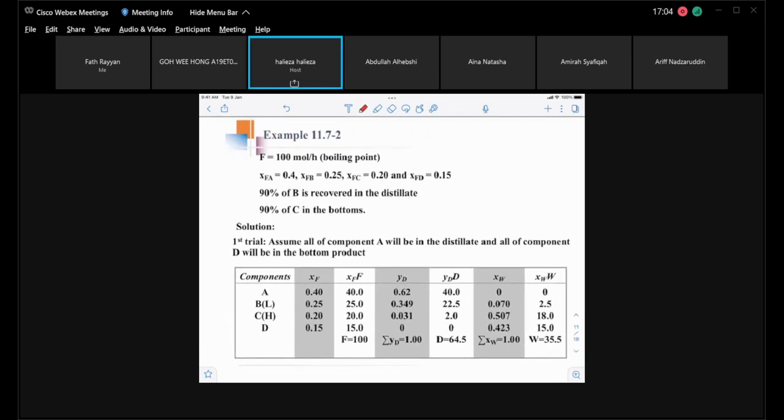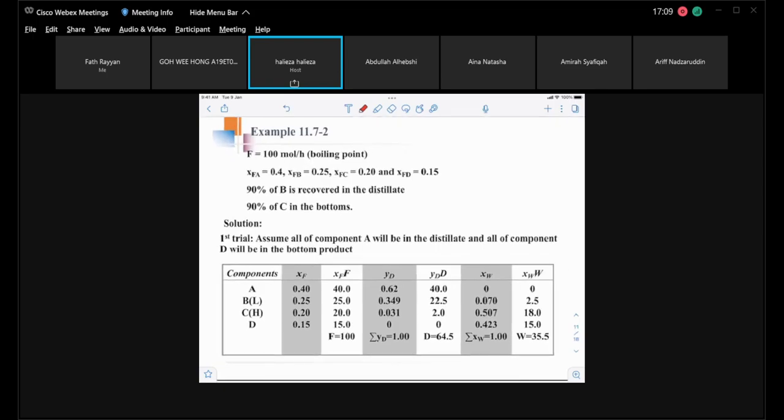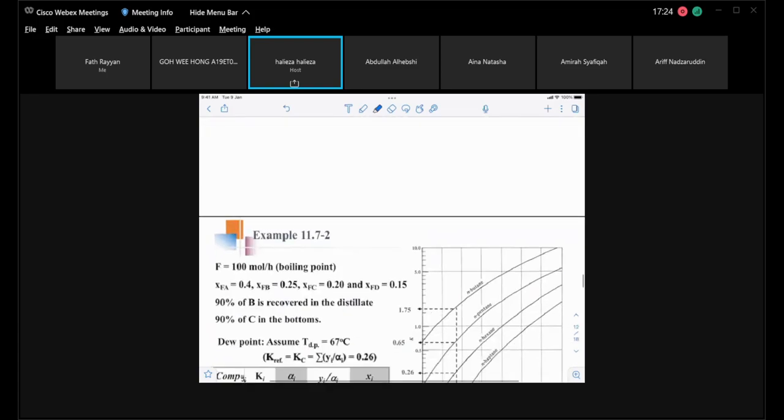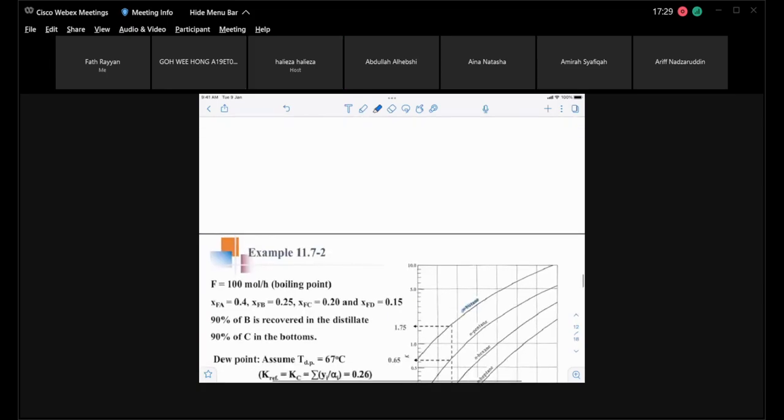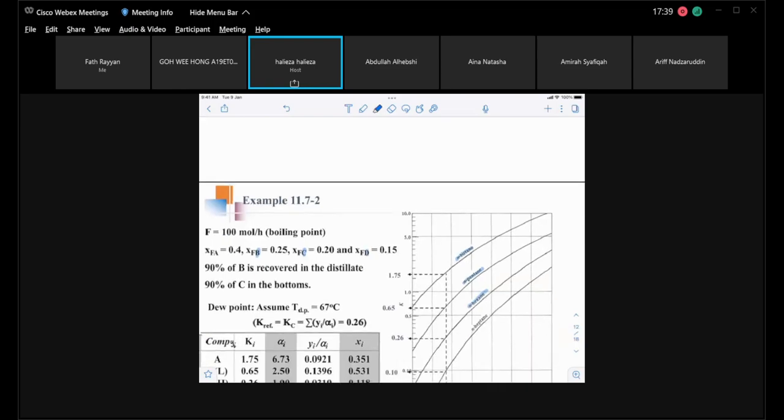This is the example we were looking at before the 1 week break. We have a feed that is at its boiling point. The composition of the feed is given. Component A is butane, component B is n-pentane, C is n-hexane, and lastly, D is n-heptane.